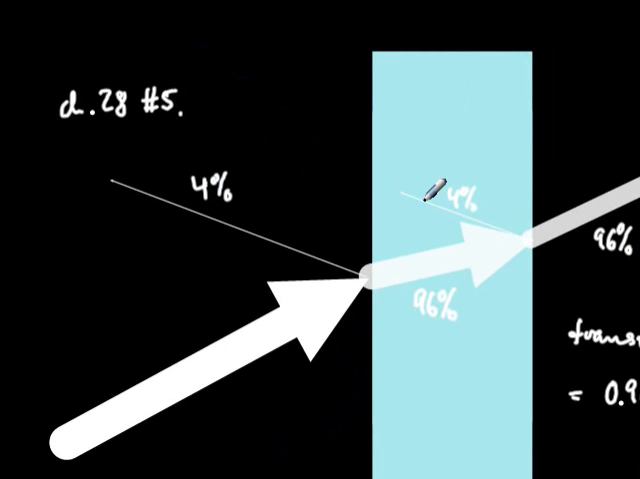Now somebody could argue, well, this beam here is going to hit the first surface again, and again part of it will be reflected, 4% of that, and then part of that will be transmitted again. But that becomes so small, it's really just a fraction of a percent, so the answer is 92%.